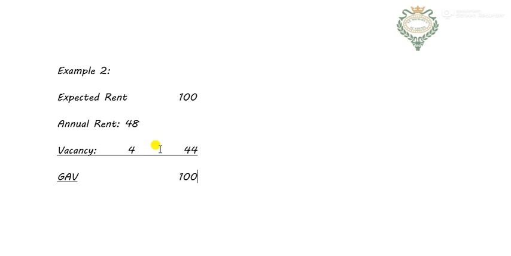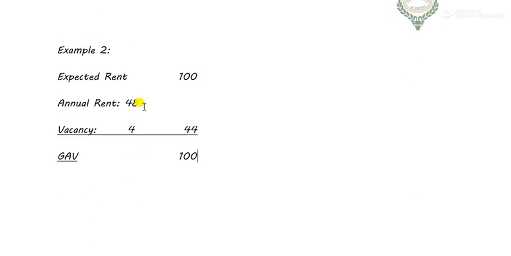Only in the case of vacancy, you need to ask the question: is he an honest or dishonest assessee? If he is an honest assessee, then consider vacancy. If he is a dishonest assessee like this one, then consider expected rent as your gross annual value. So here 100 will be my gross annual value.